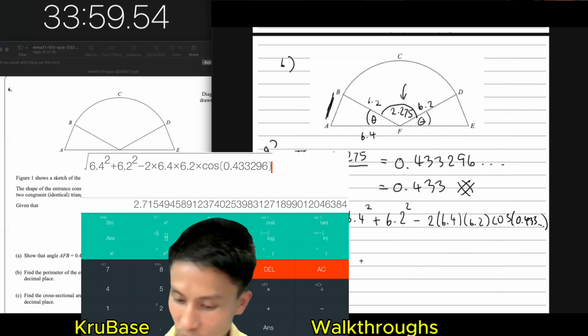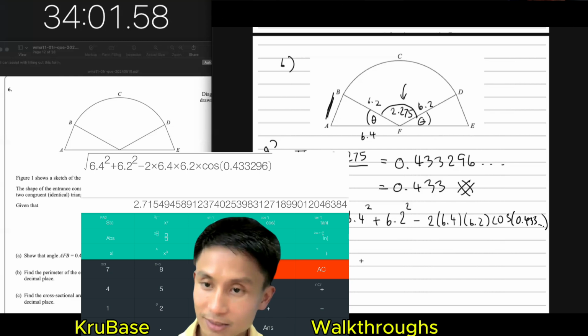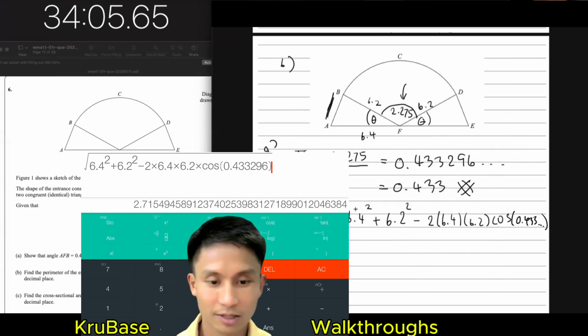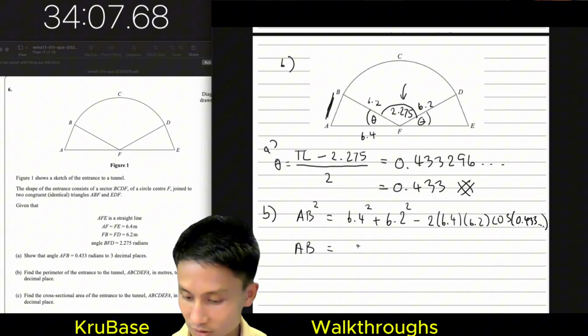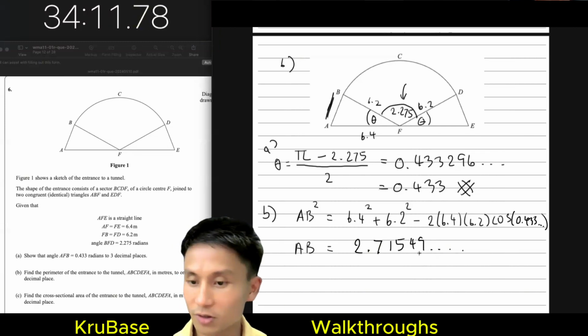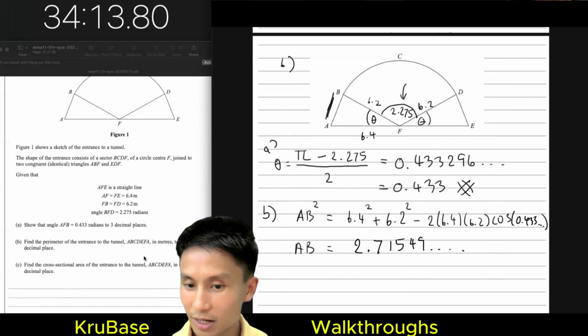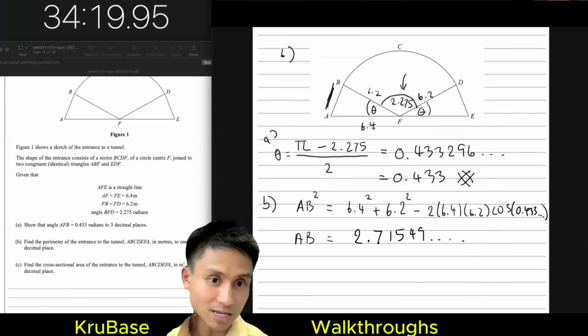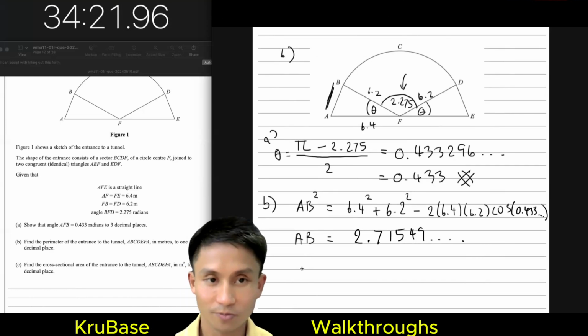So that should give me 2.7. That seems to be a reasonable length. I'm not getting something too weird. So that is just 2.71549 dot, dot, dot. And I'm going to have to round it to 1 decimal place. So I'm just going to keep it like this first. So we have A, B, and D, E already, and AF is just that.